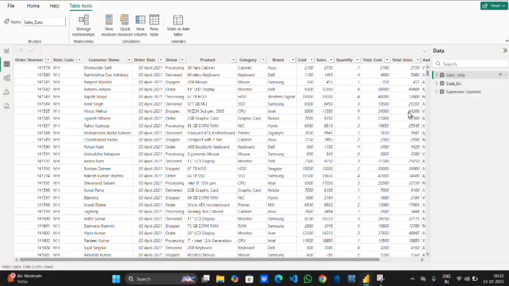The dashboard uses three main tables. That is sales data, state list and supervisor list. The data includes the information about the product category, brand, sales, cost, quantity, state and supervisors.